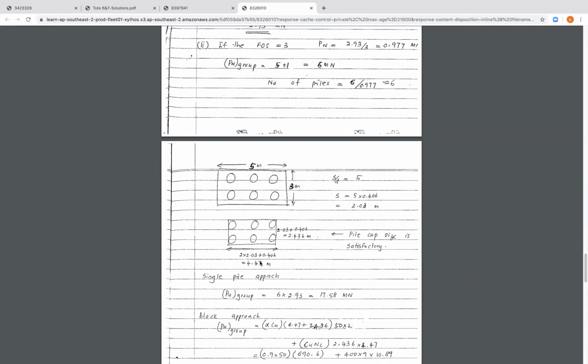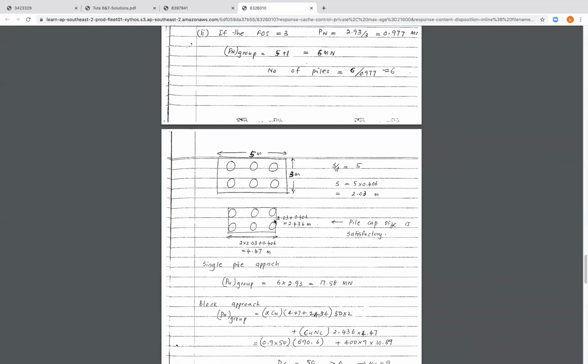So if we compare these two numbers, 4.47 and 2.436, with the available pile cap, 3 meter and 5 meter, we know that they are less. We need at least 4.47, and we have 5 meter allowed. We need 2.436, and we have allowed 3 meter. So as we can see, we met the requirements. The pile cap size is satisfactory for the layout of the 6 piles here.